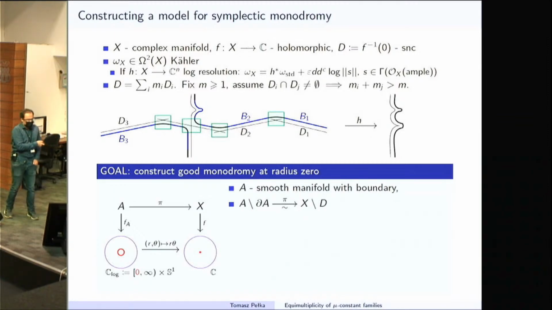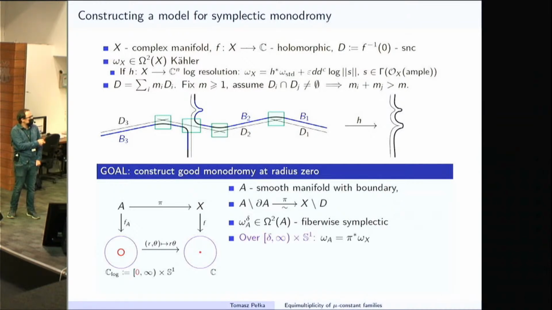And our goal, which is achieved in our paper, is to construct a smooth manifold with boundary A. This A stands for the A'Campo space, such that away from the boundary it is just the smooth part, the part which is not touched by the resolution. And we construct a fiber-wise symplectic form omega A delta for any positive delta, such that away from the origin it is a pullback of omega X from X. But at the origin, I glue in a small circle here.